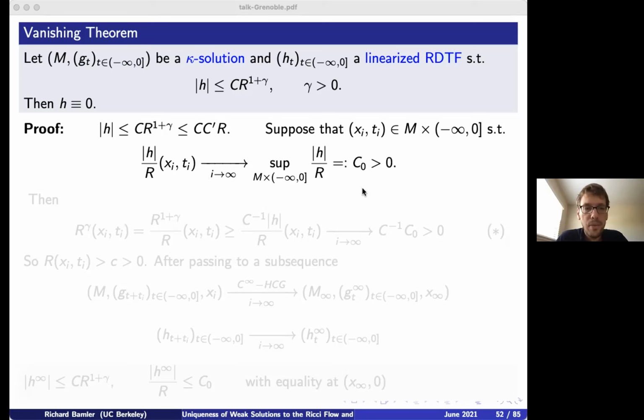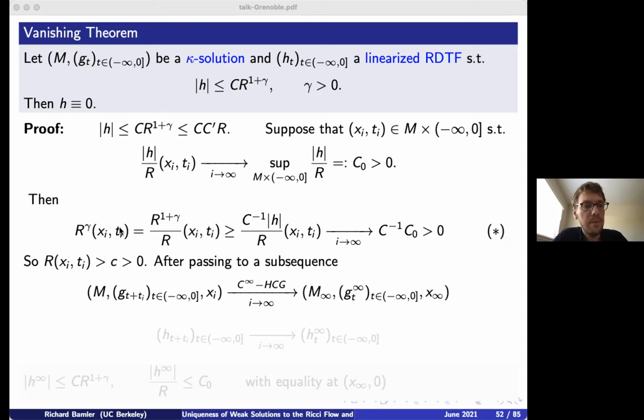All right, so what can we say about the scalar curvature at these points? Well, I just do the simple computation. The scalar curvature to the gamma at these points is equal to R to the 1 plus gamma divided by R. Now I just plug in this bound, the reverse direction of this bound. I can bound this by H, and then I have the quotient of H divided by R, and this converges to C naught, which was positive. So I get that the scalar curvature at these points xi, ti will not converge to 0. It will stay bounded away from 0.